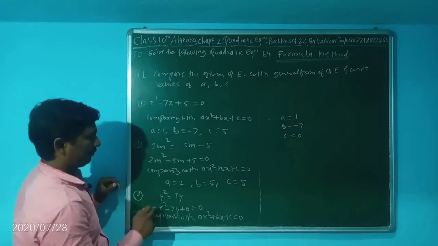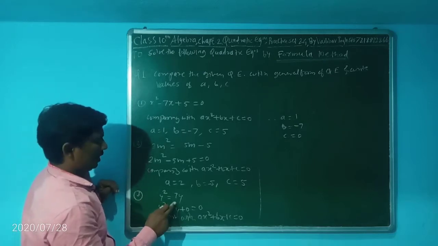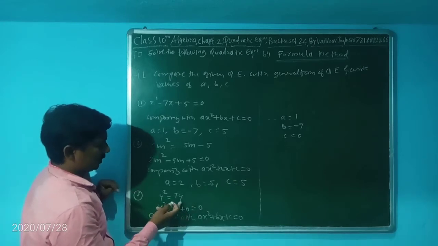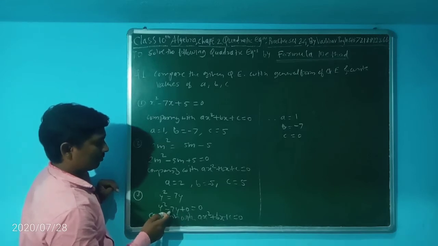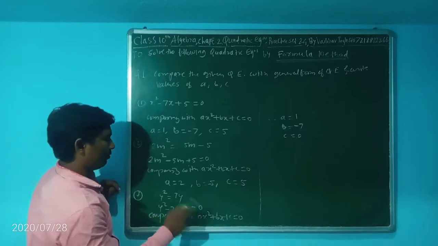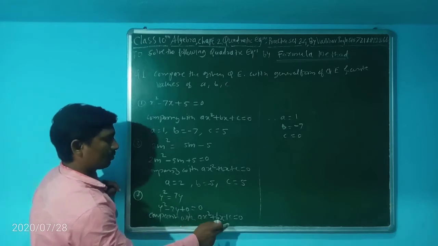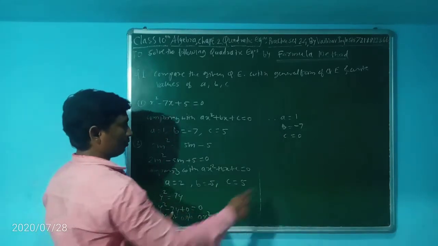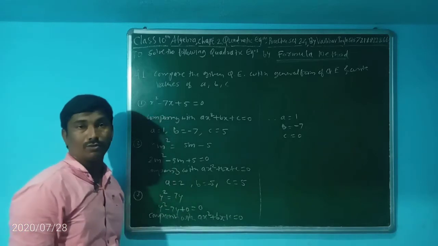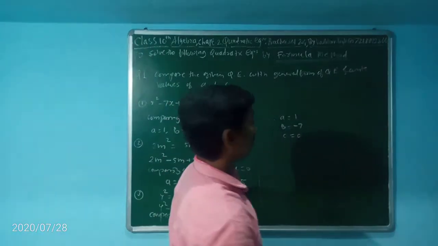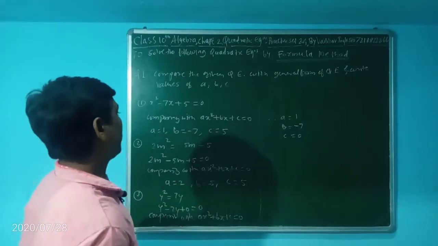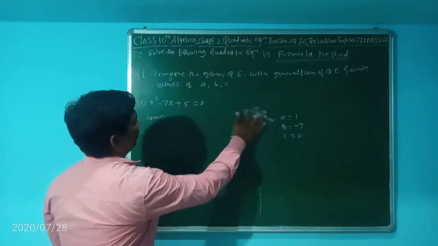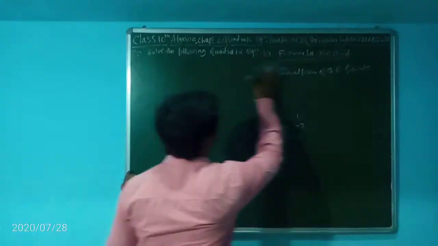In the third example, y square equals 7y is given, and no constant term is given. So we take 7y to the left hand side, so it becomes minus 7y, and the constant term will be 0 equals 0. Comparing with ax square plus bx plus c, you find a equals 1, b equals minus 7 and c equals 0. In this way you can compare the quadratic equation with the general form and write the values of a, b, c. Now we will go to the formula method.